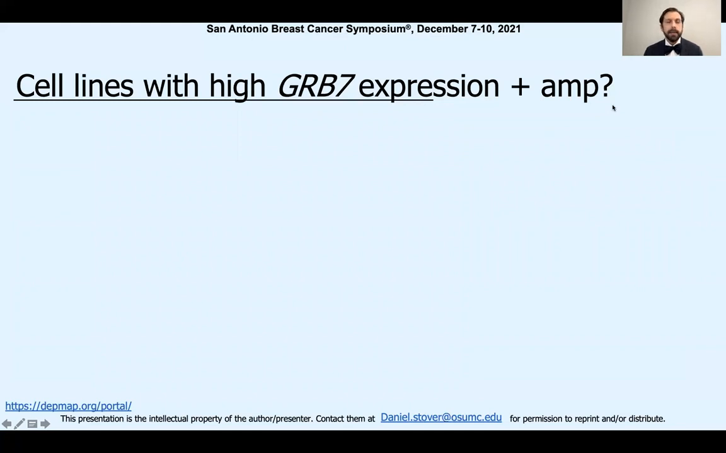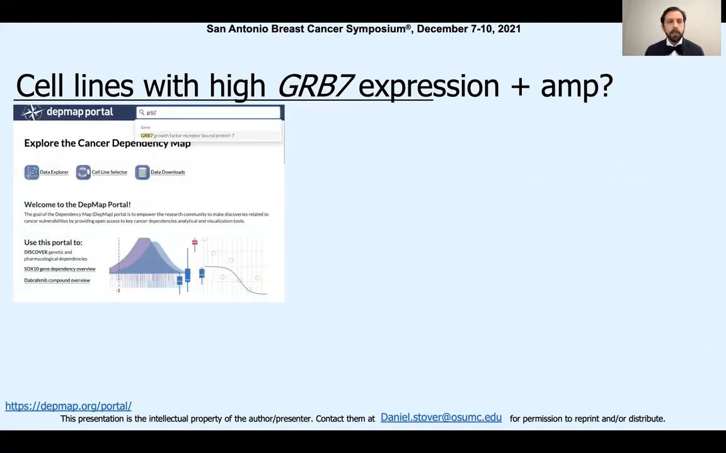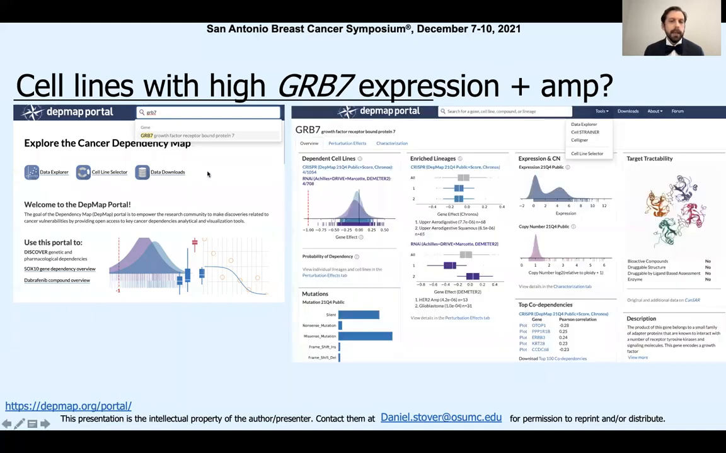Can we identify cell lines with this genotypic characteristics for further investigation? We'll turn to the Cancer Dependency Map. We'll put in GRB7 as our gene of interest. And this pulls up an overview profile, including its enriched lineages, the structure, and so on. But we'll want to go on to Data Explorer to try and identify the specific cell lines that match our genotype of interest.